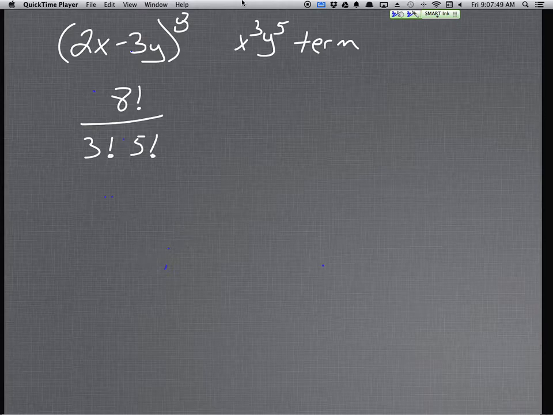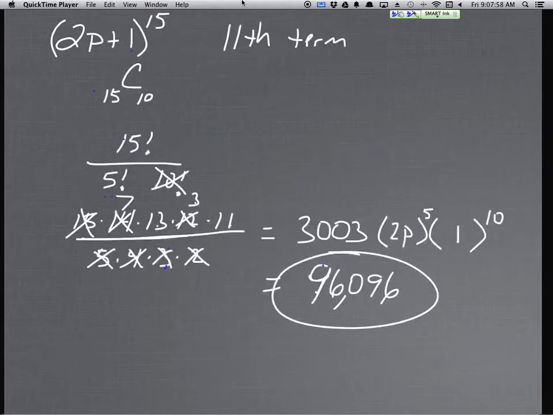Wait, but the exponents on the last one didn't match. Right here, I have 5 and 10. And then I had 5 and 10. They gave it to me in a different way. This time they're telling me what these two things are, and I'm using it to find this. On this one, I knew what these were, and I used those to find that. So it's the reverse of what we did on the last problem.